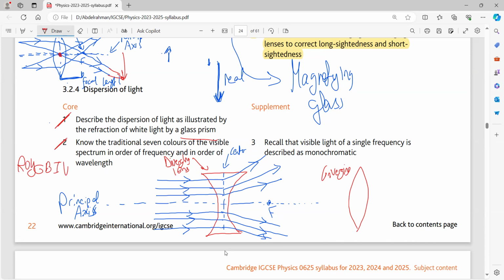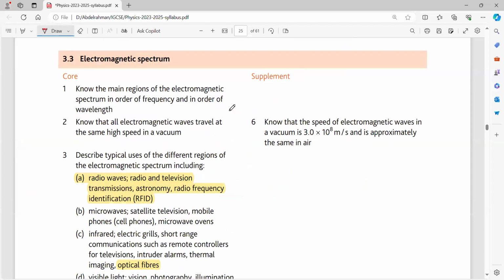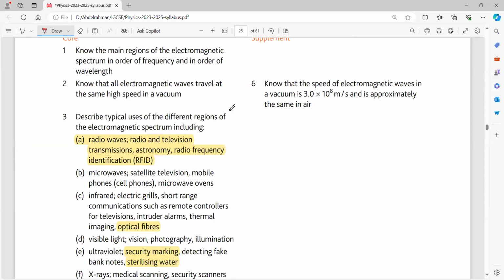We also have to know that the red has the lowest frequency and the longest wavelength. The violet is the complete opposite. It has the shortest wavelength and the highest frequency. You need to know them in this order. And then moving on to the electromagnetic spectrum. We can recall the electromagnetic spectrum. If you recall, Rami looks great. RMI. Rami.